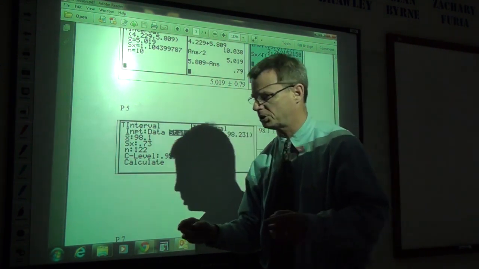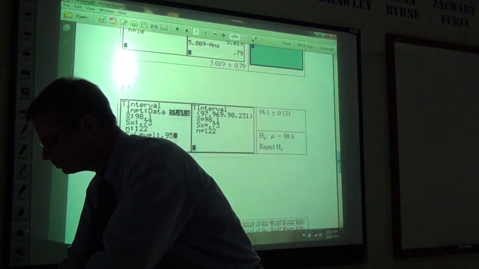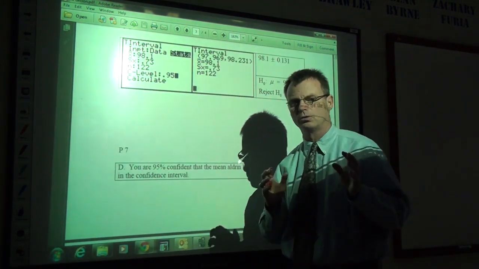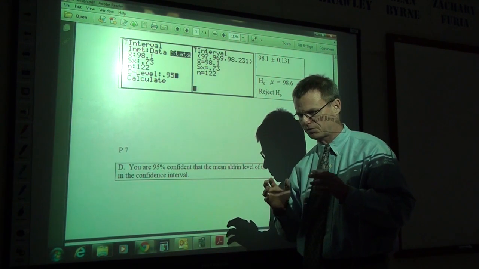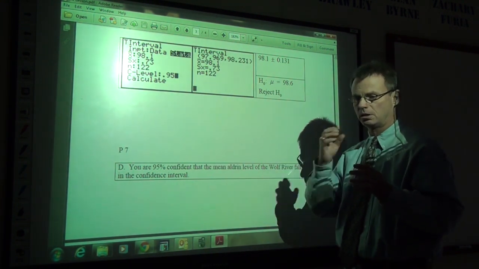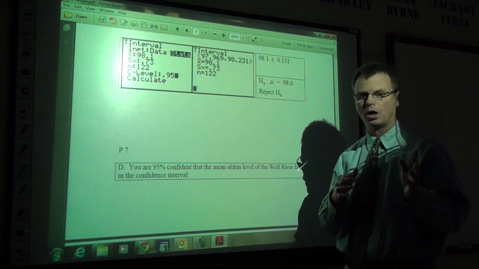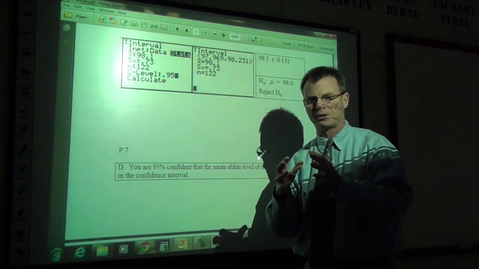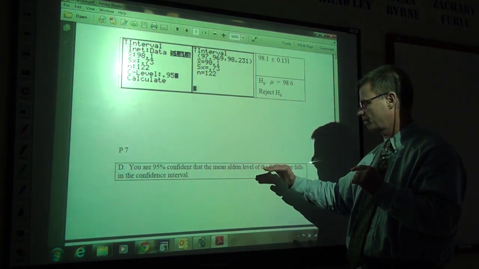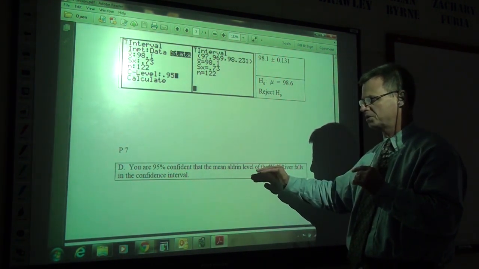And then the last question, be careful how you interpret this for the multiple choice. The correct answer is D. If you go back to 8.1, it's not a 95% probability. It's 95% confident that the mean level is in that interval.